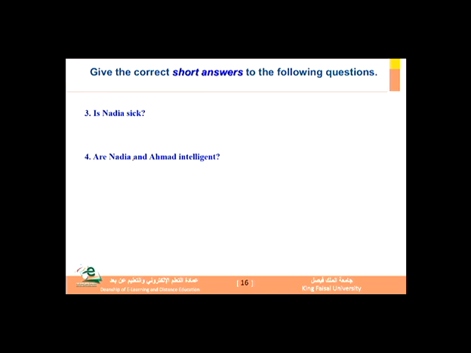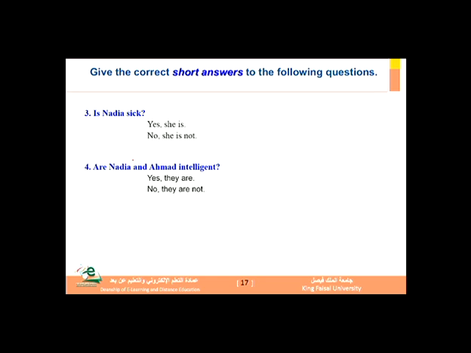Let's have another example. Is Nadia sick? Or even another question. Are Nadia and Ahmed intelligent? Let's see how those questions are answered. So, first question, is Nadia sick? Yes, she is. Or, no, she is not. Are Nadia and Ahmed intelligent? Yes, they are. No, they are not.